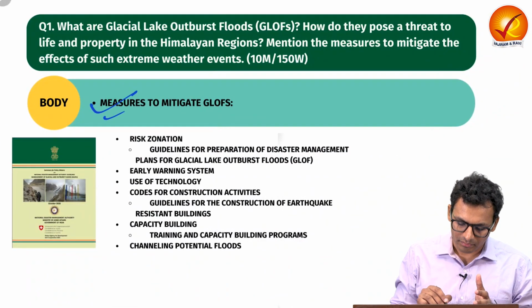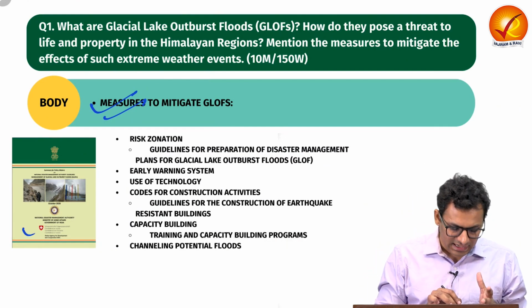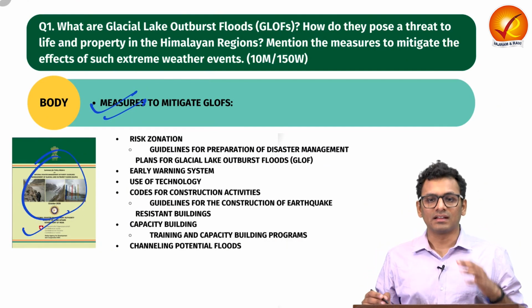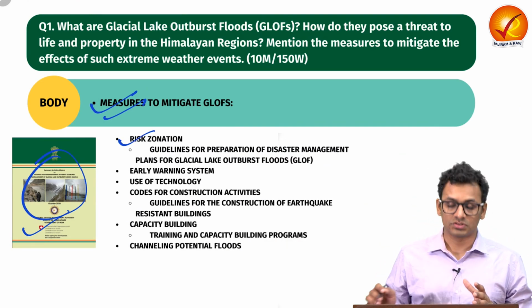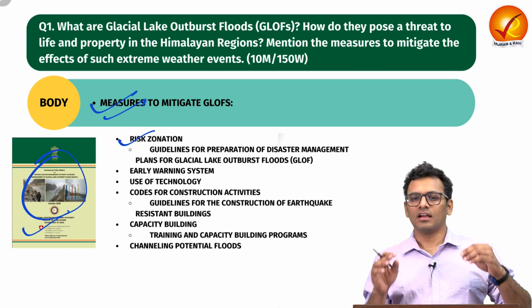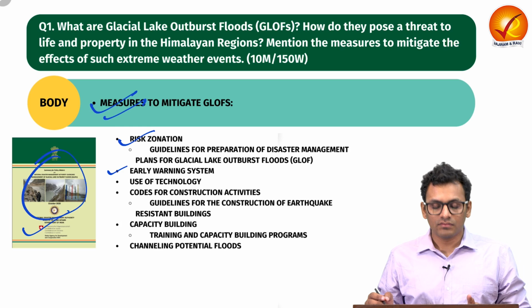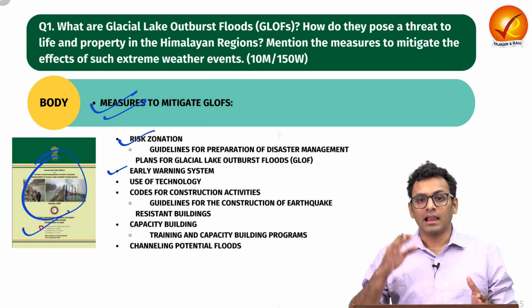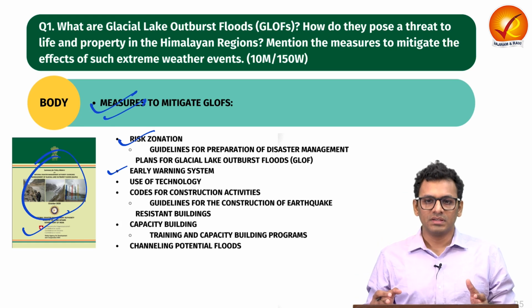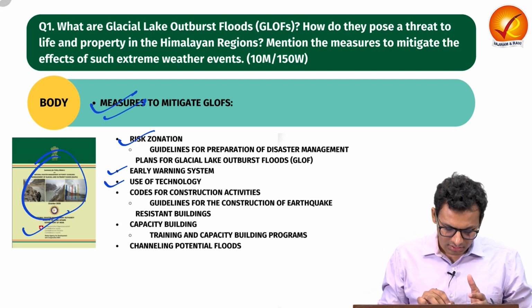Now let's talk about the measures, where the very first thing that you can talk about is the guidelines that NDMA releases. They encompass multiple measures. The very first is risk zonation, to understand where we have higher potential, higher vulnerability. Second is early warning system. Through an early warning system, we can alert the people who are living in the surrounding region so that they can evacuate the space and save their lives.